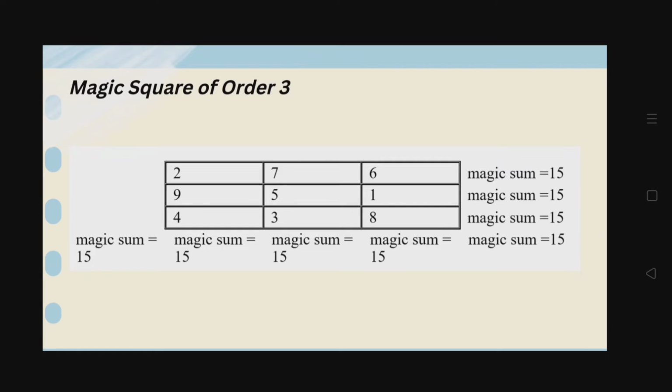So if we add 2, 7, 6, it is exactly 15. 9 plus 5 plus 1, exactly 15. 4 plus 3 plus 8, exactly 15. So that is each row.